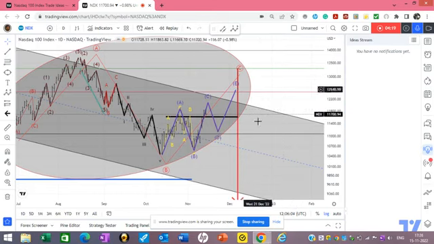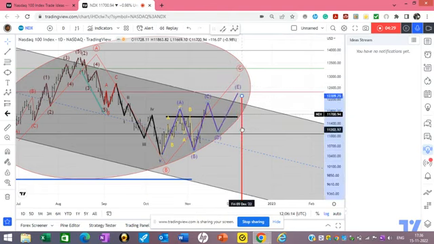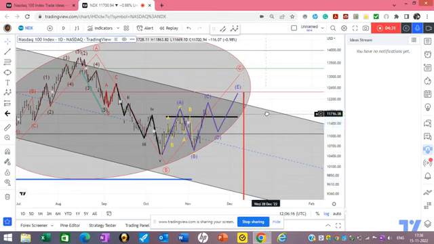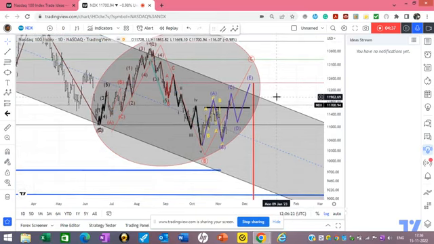So this is one probability that this might be a triangle wave A, B, C, D, and E, and then we might have a decline. The last decline in Nasdaq before the bull market starts. So this is one view.